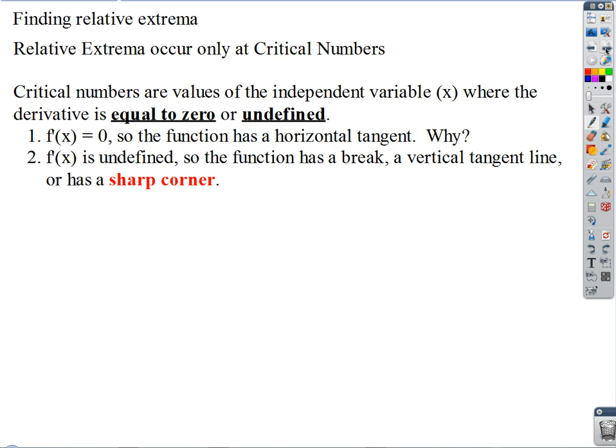Relative extrema, so peaks and valleys, always occur at critical numbers. That's what we're going to call these things. Critical meaning special or heightened importance. However, we're going to learn how to find these critical numbers. Lots of critical numbers are false alarms. So it's not a two-way street. All relative extrema occur at critical numbers, but not all critical numbers produce relative extrema.